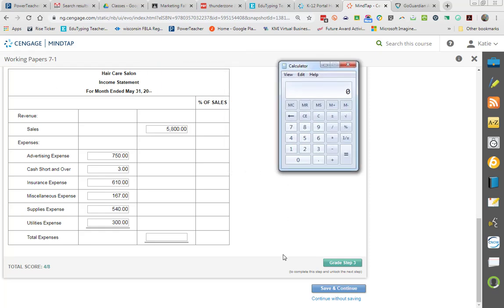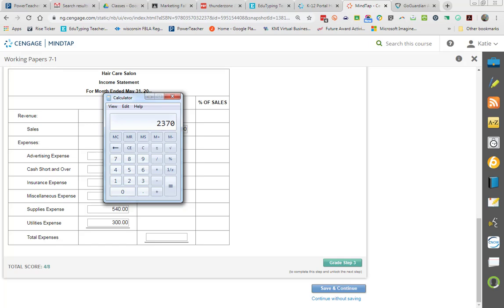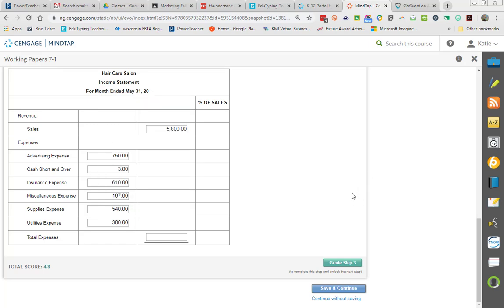So using my calculator, I'll add up $750 plus $3 plus $610 plus $167 plus $540 plus $300, and that gives me $2,370. That number should be familiar. Where else can I see that number?